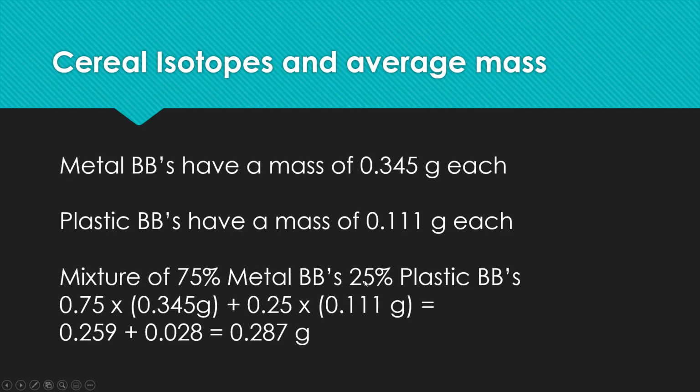And then if you did 75% metal and 25% plastic, somewhat not surprisingly, when you get your answer, it's leaning more toward the 0.345. It's closer to that number than it is to the plastic BBs because of the mixture. The majority of it is metal, right? 75% or 0.75 times this was metal. So this number leans more toward the metal BBs because the plastic was only 25%. And if you did it the other way, where it was 75% plastic and 25% metal, the average weight would be closer to the plastic ones.